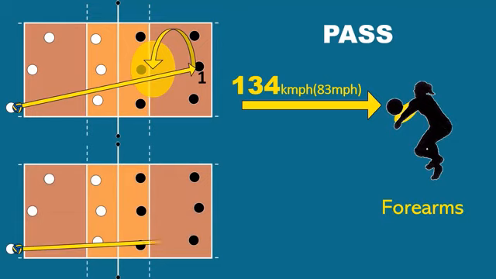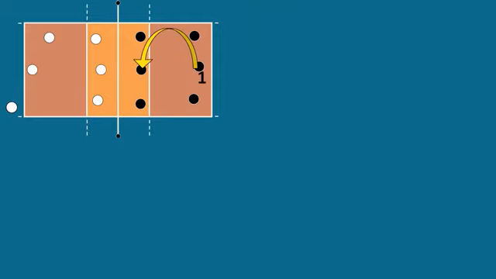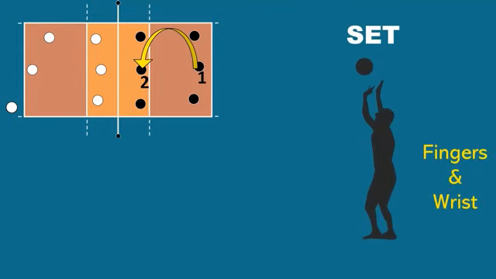Even if anyone receives the serve, the first shot is usually a pass, and the intention is to put the ball somewhere in the middle of the court towards the net. The first shot is a pass, and the second shot is called a set. In the set, the players use their fingers and wrist. They are trying to set the ball for the next shot, so their intention is to set the ball near the net. If they set the ball near the net, then it's easier for their players to hit the ball. So that's the intention when you do the set.